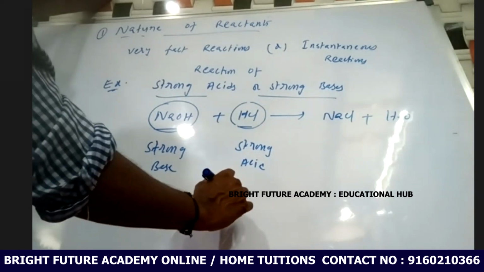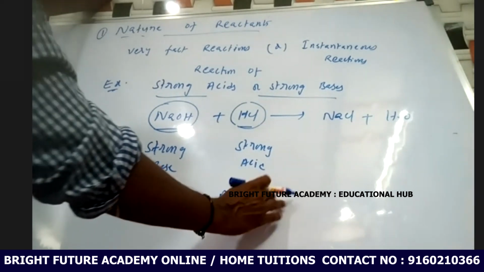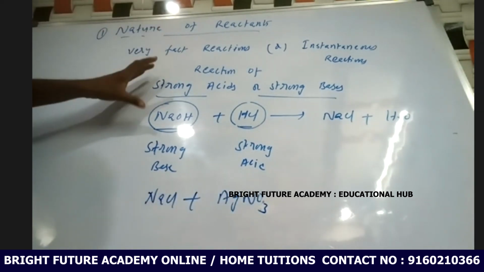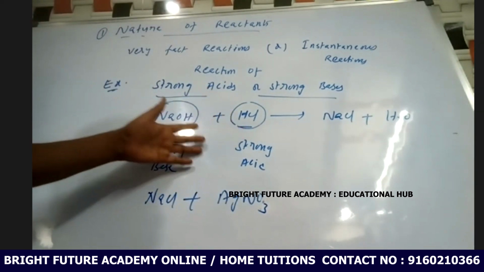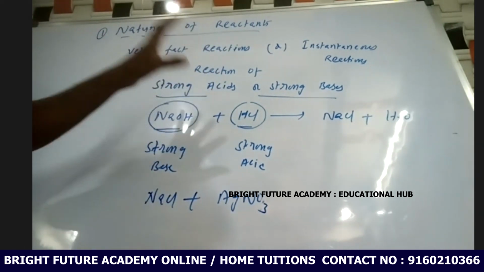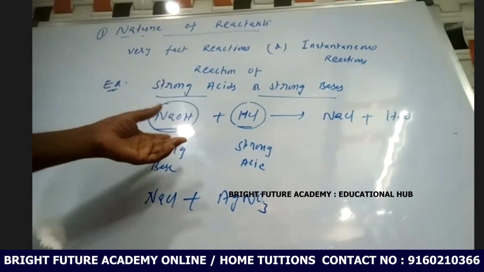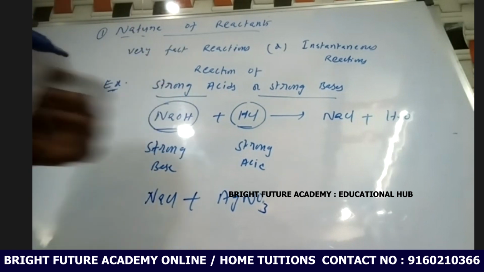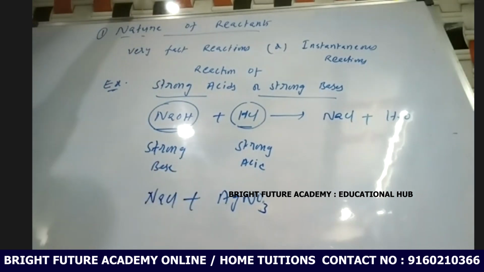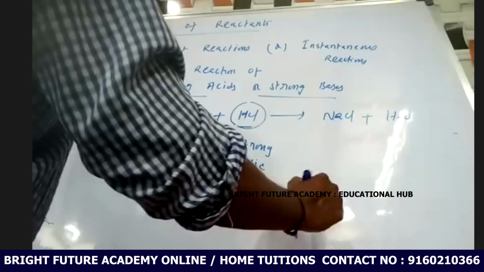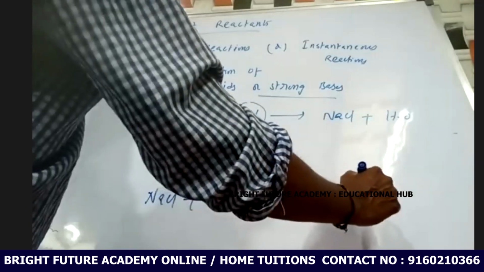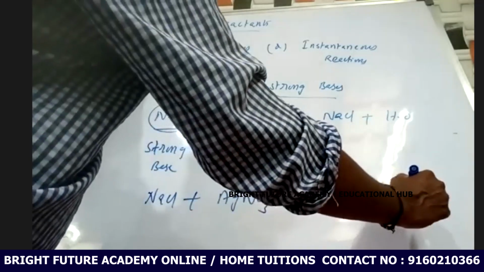NaCl with silver nitrate is also one reaction. Here, the nature of the reactants will affect the rate of reaction, because in most cases ionic reactions are very fast. These are ionic reactions: Na plus OH minus, Na plus Cl minus, Ag plus NO3 minus. Here the products formed are sodium nitrate and AgCl.